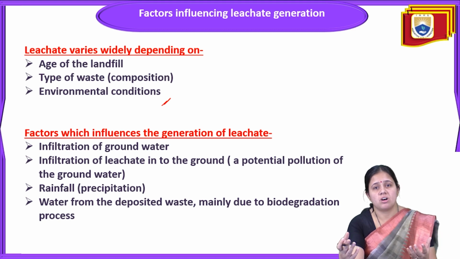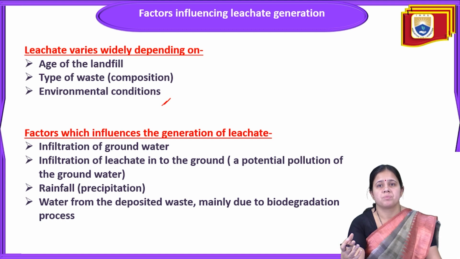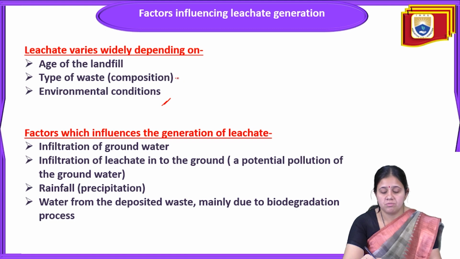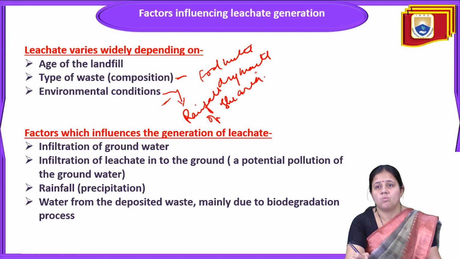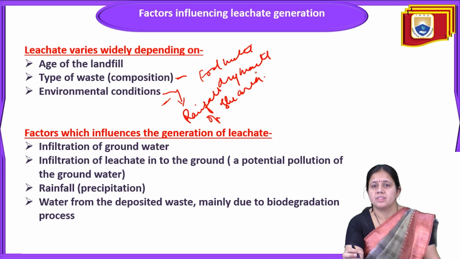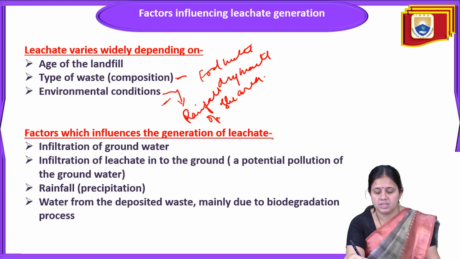So on the basis of the process, on the basis of which type of complex organic compounds will be there, we can see the leachate composition. Then the type of waste, like the composition of waste, like food waste, dry waste. Then the environmental condition. Environmental condition will lead toward the rainfall of the particular area. What is the rainfall condition of the area? Then the factors which influence the generation of leachates.